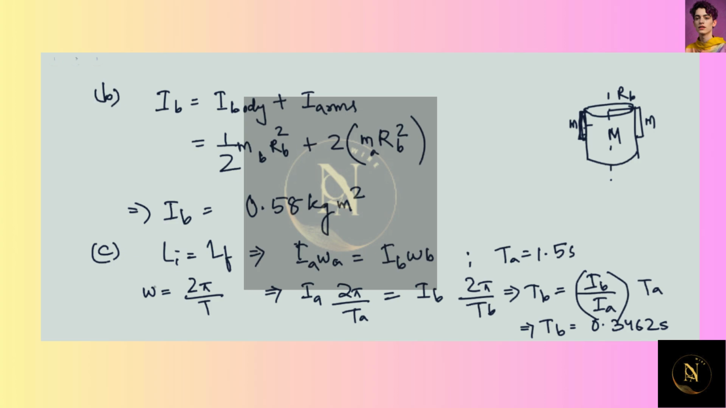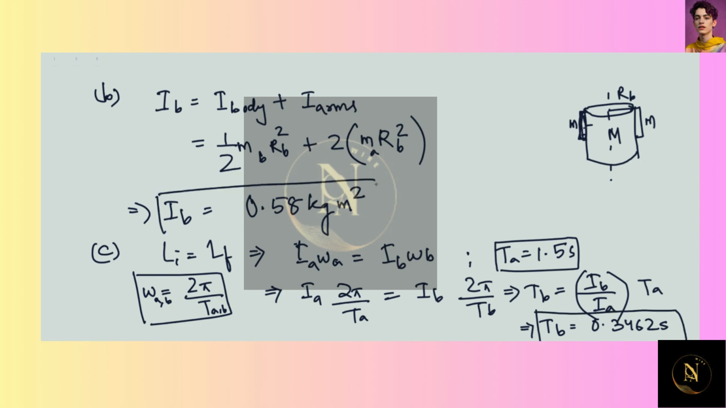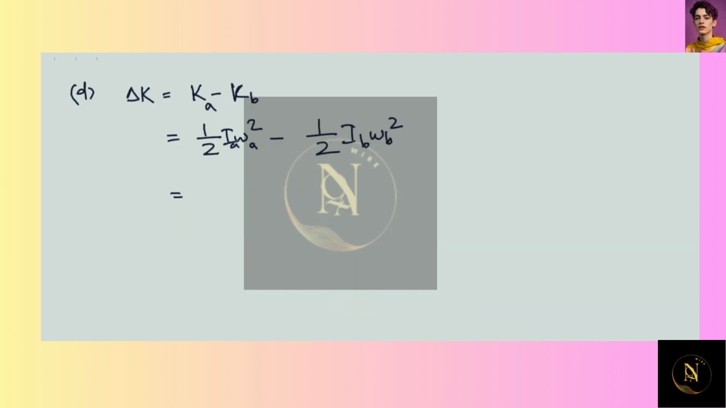Now we already know what to use for omega_A. We use omega_A to be 2 pi over T_A, and omega_B we use 2 pi over T_B, and we already know the values of T_A, T_B, I_A and I_B. So we use those four values, plug them into this equation, and find the change in kinetic energy to be equal to negative 73 joules.